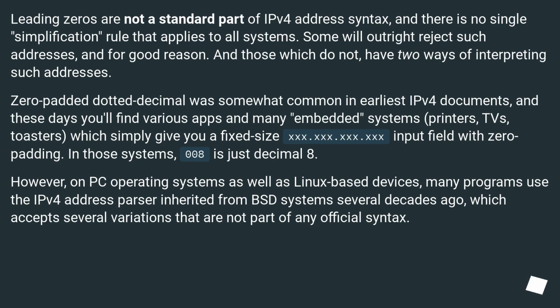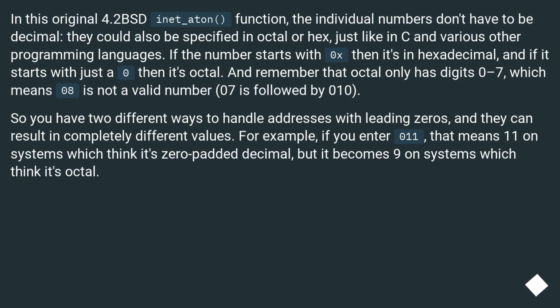However, on PC operating systems as well as Linux-based devices, many programs use the IPv4 address parser inherited from BSD systems several decades ago, which accepts several variations that are not part of any official syntax. In the original 4.2 BSD inet_aton function, the individual numbers don't have to be decimal; they could also be specified in octal or hex, just like in C and various other programming languages. If the number starts with 0x, then it's hexadecimal, and if it starts with just a 0, then it's octal. And remember that octal only has digits 0 to 7, which means 08 is not a valid number.